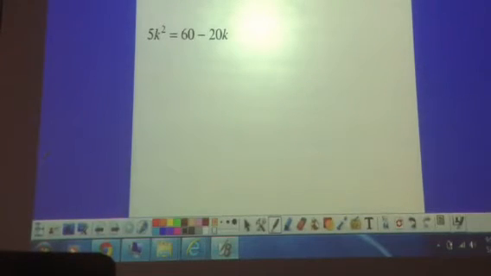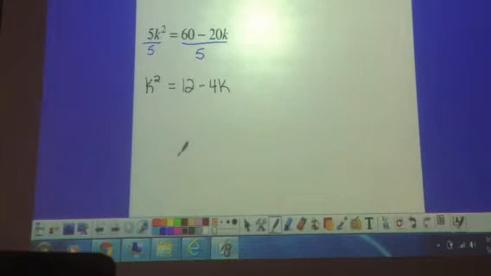Okay, today we're going to solve this quadratic equation by completing the square. When I'm trying to complete the square, I have to make sure that my k squared term only has a 1 out in front, and right now it has a 5. So I'm going to divide each side by 5. That's going to leave me with k squared equals 12 minus 4k.